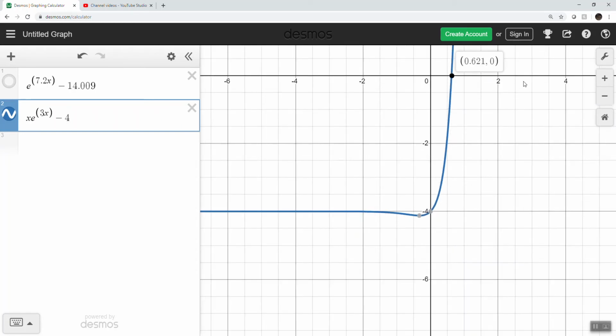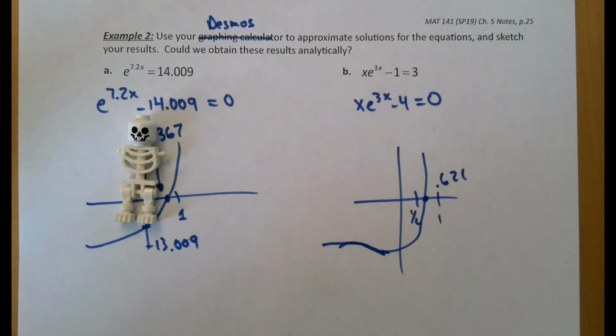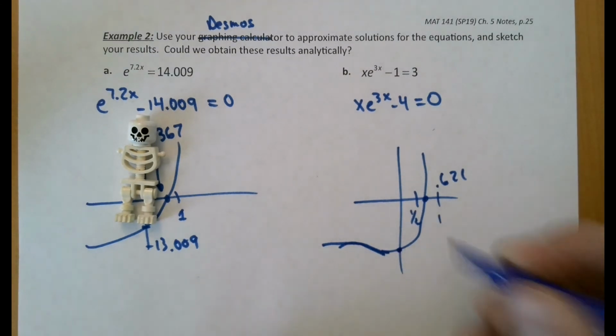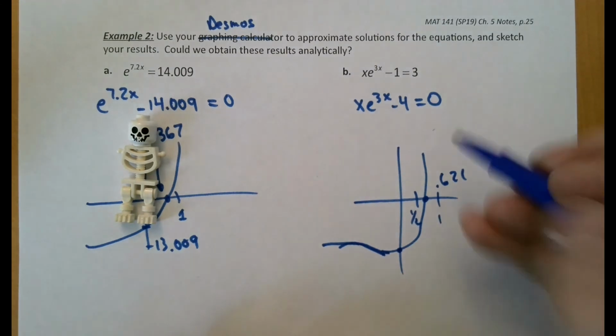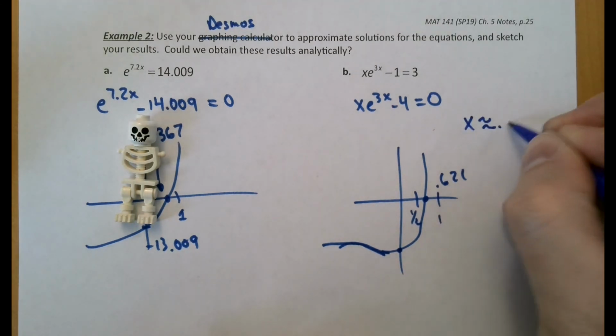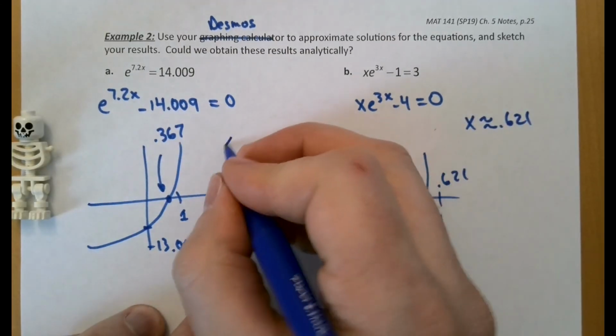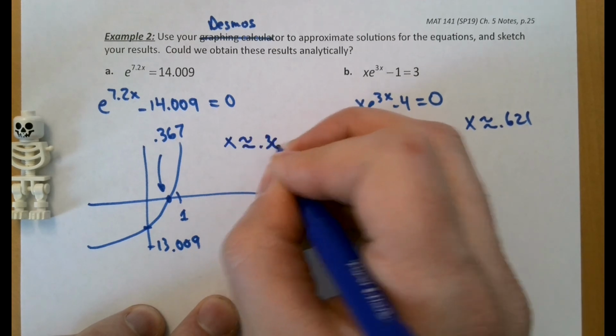At any rate, the solution we're interested in here is 0.621. So this is a terrible graph. I might be tempted to not give you full credit for that because it's so bad. Plus, I didn't give the y-intercept, but whatever. It gets the point. Our solution here is approximately 0.621. Our solution over here was approximately 0.367.